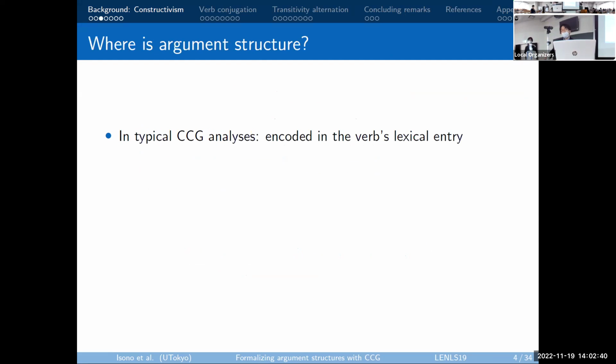However, one question that we'd like to raise today is where the argument structure information should be located. In typical CCG analysis, the argument structure is encoded in the verb's lexical entry. For example, kowasu, break, should be specified as S\NP\NP, meaning that it requires two NP arguments to its left.